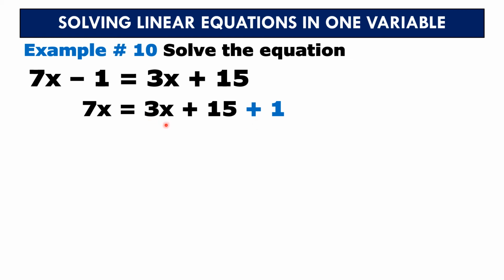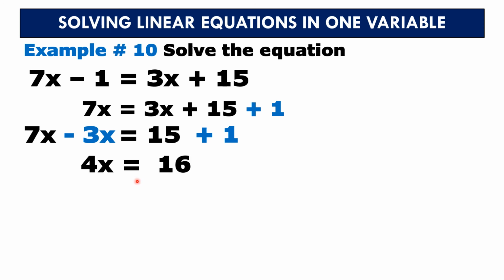Next, lipat naman natin yung 3x. Kailangan mawala dito sa side na to kasi kailangan yung mga variables ay nasa isang side. So, add tayo both side by negative 3x. So, we have now 7x minus 3x equals 15 plus 1. Or pwede mo siyang ilipat. So, from positive 3x, magiging negative 3x. Kaya we have 7x minus 3x equals 15 plus 1. And 7x minus 3x is equal to 4x. And 15 plus 1 is equal to 16. So, we have 4x is equal to 16.